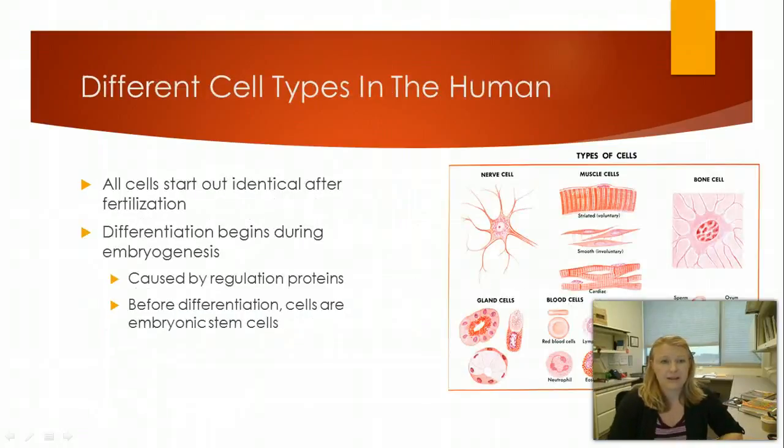So as I said, there's lots of different types of cells in the human body. And at fertilization, we all start out the same, right? Egg and sperm meet to form the zygote, and all those cells from then on for a while look identical. And that's because they haven't been differentiated. This differentiation begins during embryogenesis, and there's a whole series of genes that actually control this. And so it's important that you understand that.